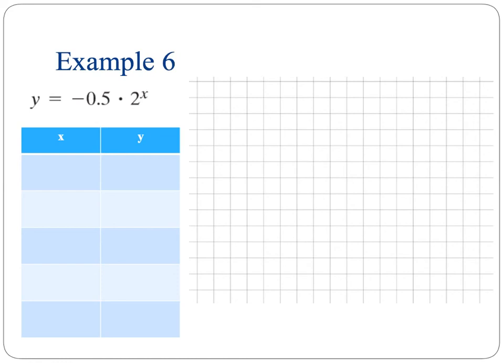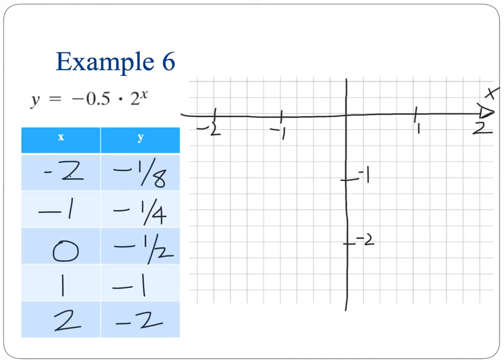I'm going to set up my table with the same values of -2, -1, 0, 1, and 2. And then I'm going to fill in my y column by plugging those points in. So I'll go ahead and do that here real quick. Okay, now I have my table set up. My graph is all labeled, and I'm going to go ahead and plot my points now.